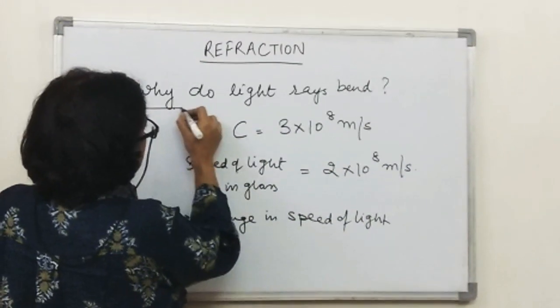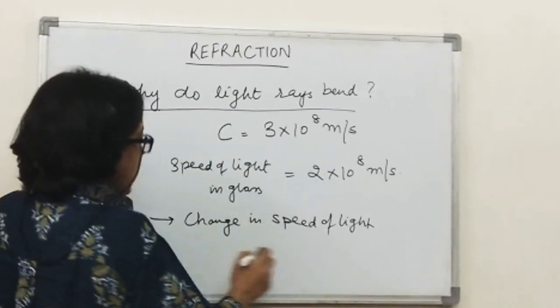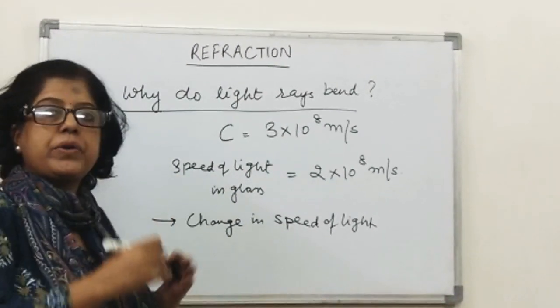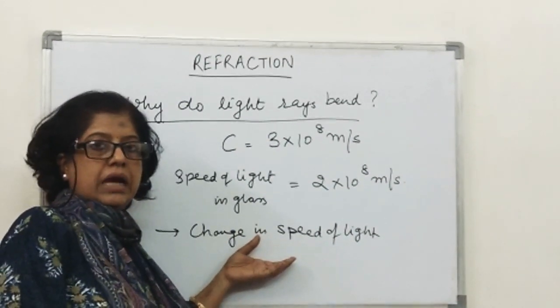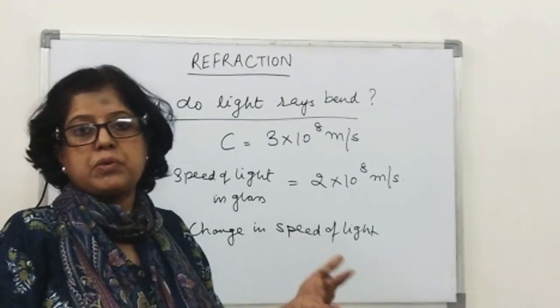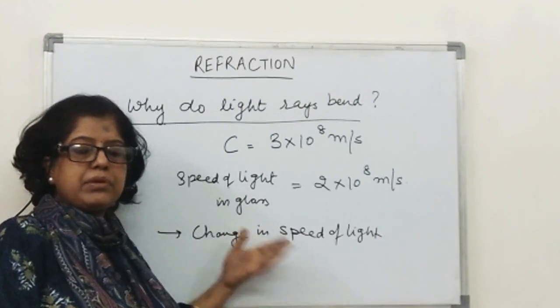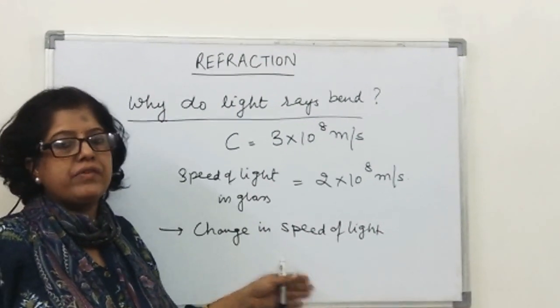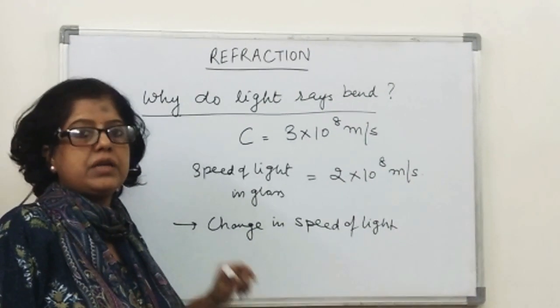So the answer to the question, why do light rays bend, is the change in speed of light as it enters from one transparent medium to another. I think for your level, this much explanation is enough. The detailed explanation you will learn in your higher classes. It can be explained in detail, but for your level, this much is enough: because of the change in speed of light, bending occurs.